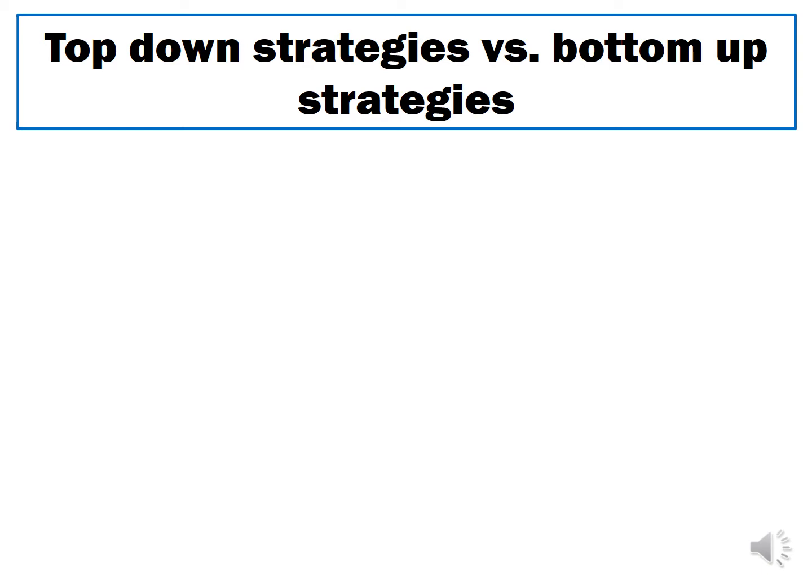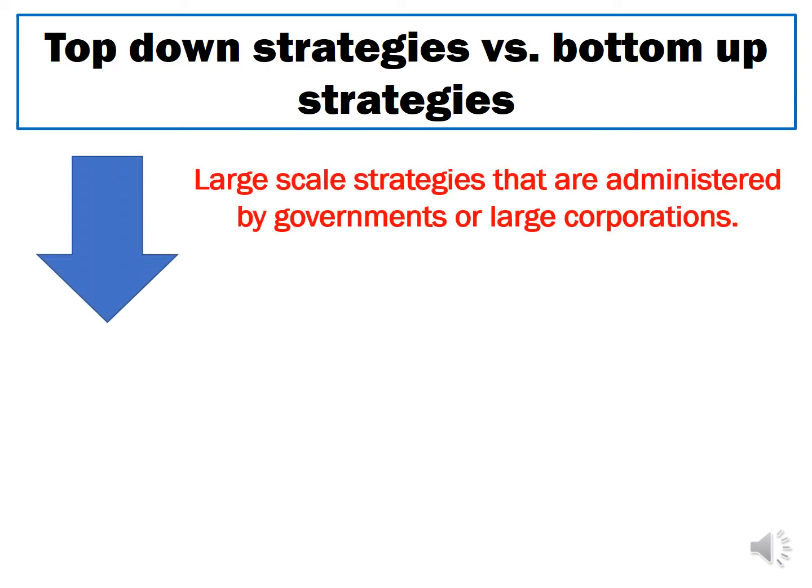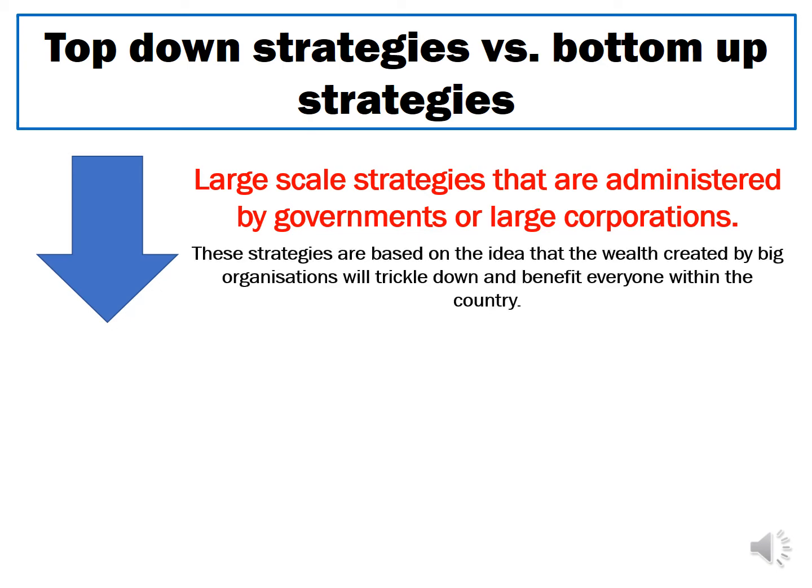So top-down strategies are large-scale approaches that are administered or carried out by governments or large corporations, so big companies. And this strategy is based on the idea that the wealth created by big organisations like a government or like a big company will eventually trickle down and benefit everybody within that country.